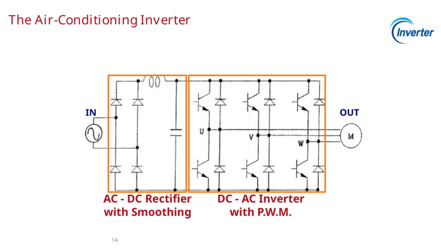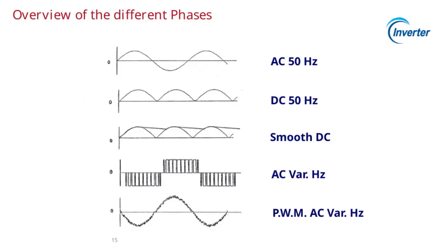Overall, these components form the backbone of modern inverter-driven air conditioning systems. They enable us to control the compressor and fans more precisely, leading to better energy efficiency, quieter operation, and improved comfort. Connecting these points back to our overall theme, it's clear how advances in power electronics are transforming HVAC technology for the better. Let's take a closer look at the overview of the different phases involved in power conversion.